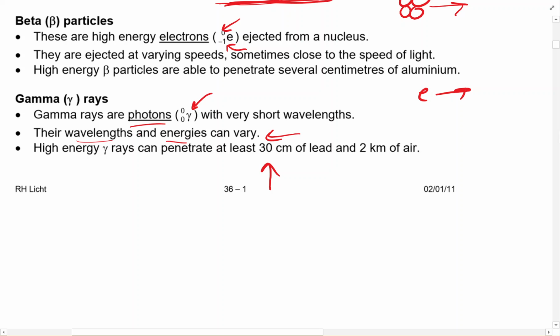They can penetrate 30 centimeters of lead and 2 kilometers of air, which really makes sense again because they're just a tiny little wavelength, right? That can penetrate pretty far. It can go right through you, really.